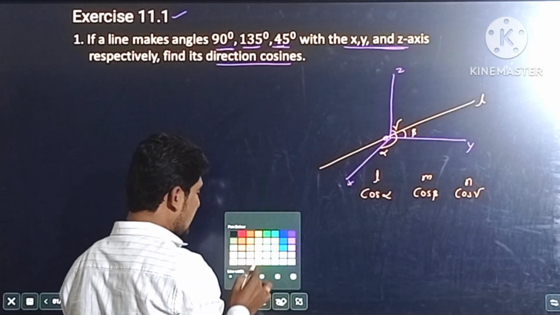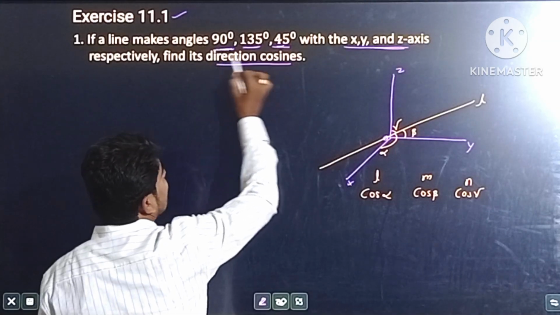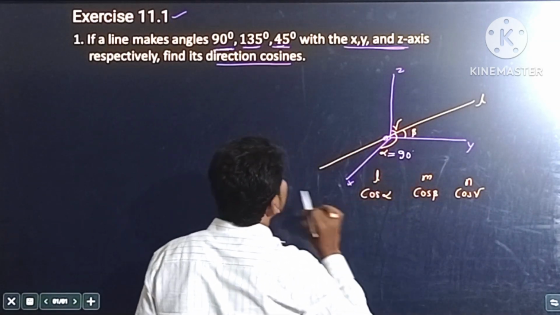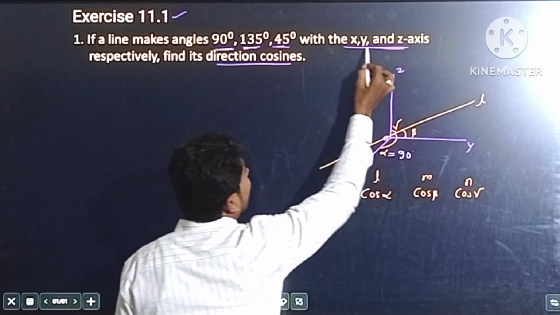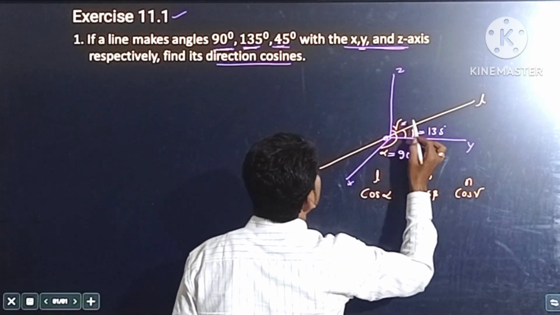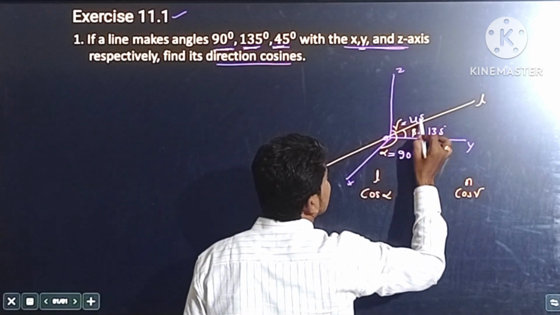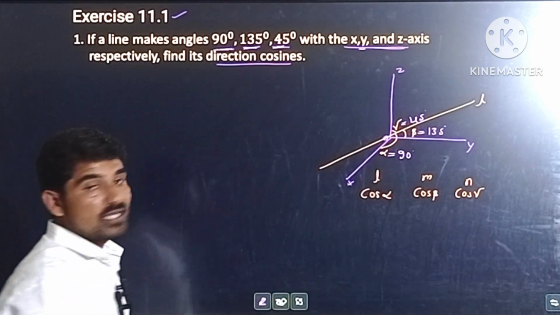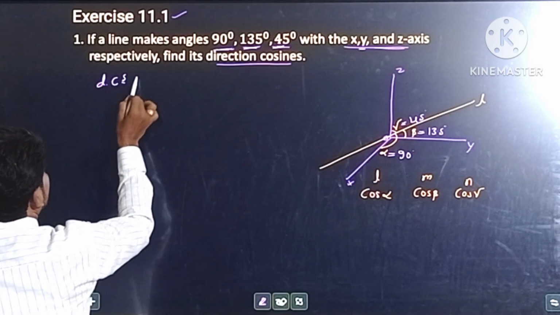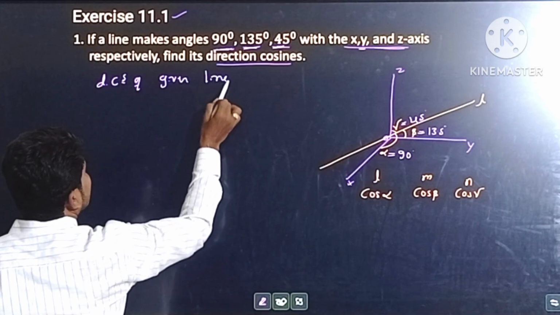So in this question, he has given that the line makes angle 90 degree with the x-axis. It means the value of alpha is 90 degree, and 135 degree with the y-axis, therefore beta is equal to 135 degree. And 45 degree with the z-axis, therefore gamma is equal to 45 degree. Therefore, the direction cosines of the given line are l, m, and n.